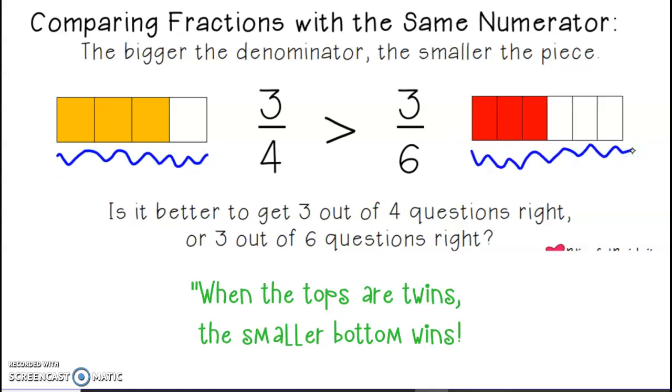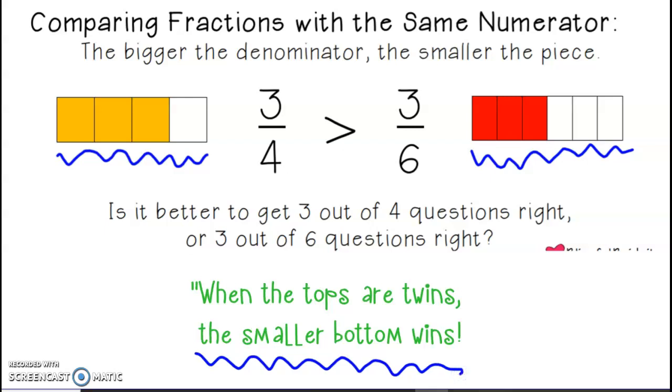And I'm going to be honest, just by looking at those models, it's a little trickier to see which one actually has more shaded. So what you need to think about is, is it better to get 3 out of 4 questions right or 3 out of 6 questions right? And my little saying for you here below is: when the tops are twins, the smaller bottom wins.